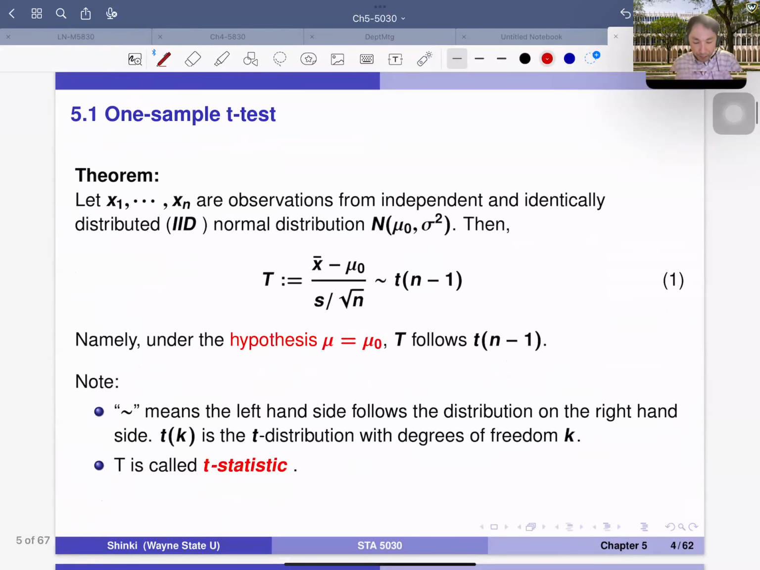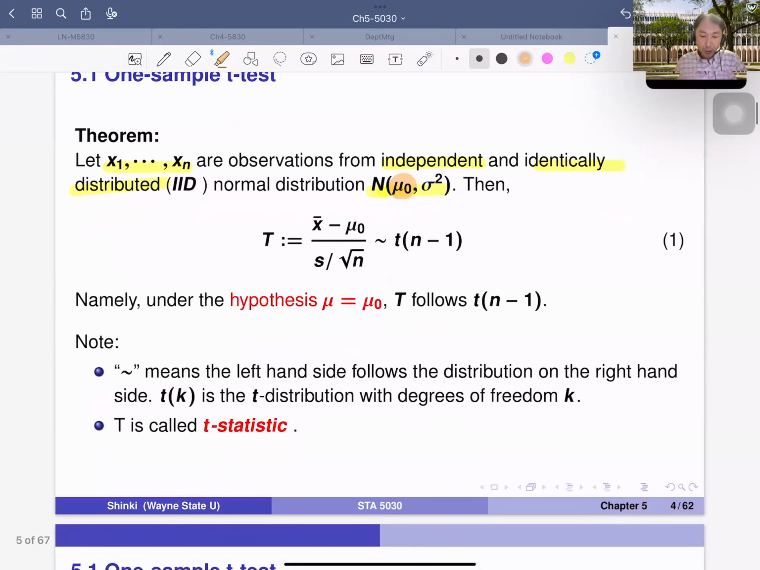And here is the theorem. Suppose we have observations x1 to xn, and these are independent normal observations, independent and identically distributed. Suppose that the population is normal, with mean mu naught and variance sigma square. We are interested in the true population mean of these observations.